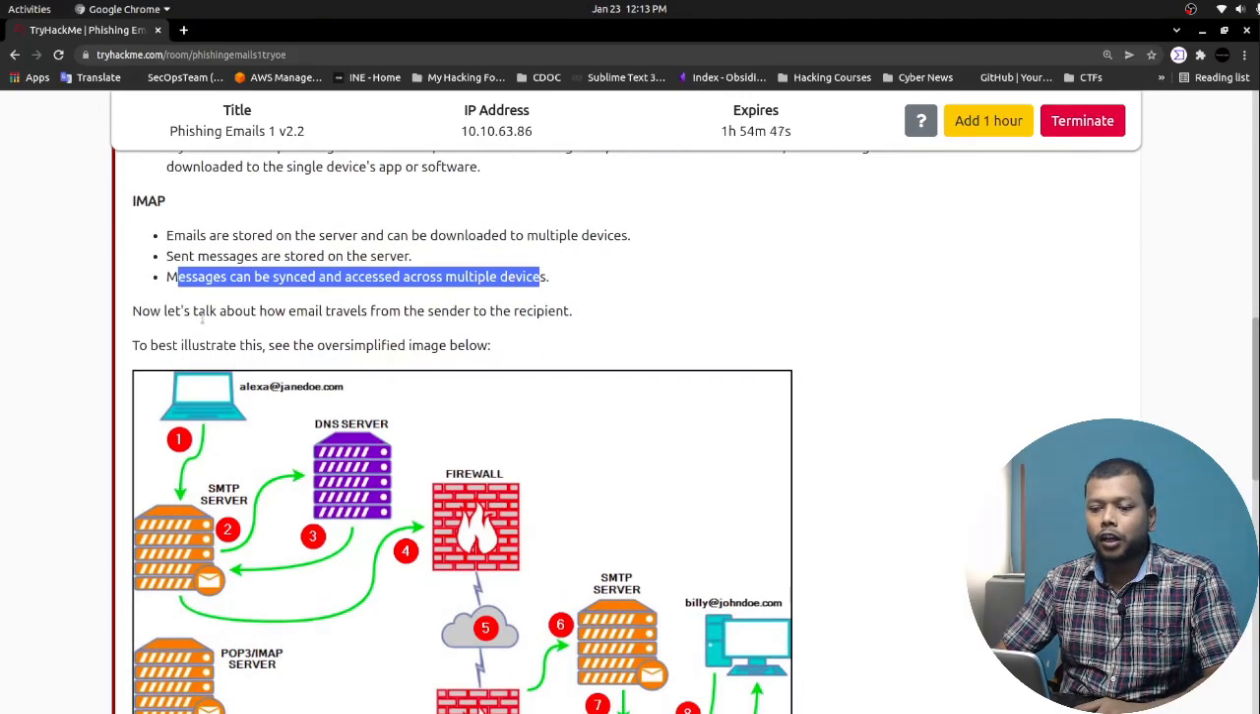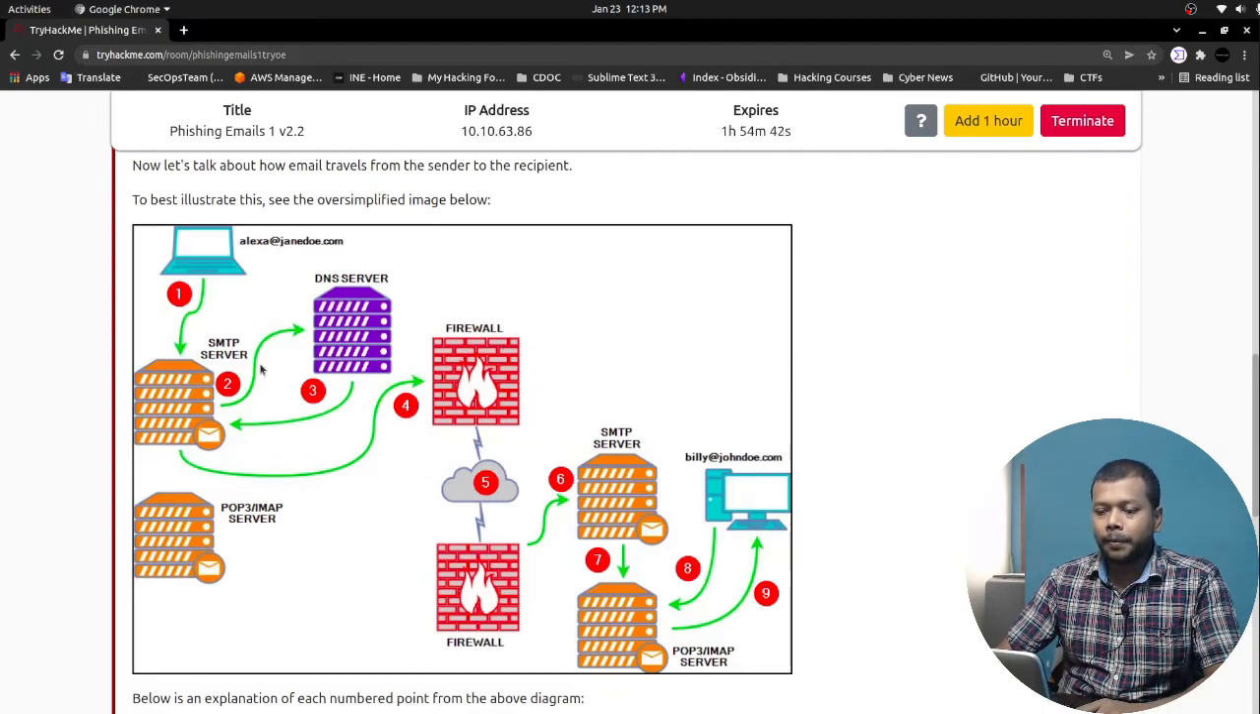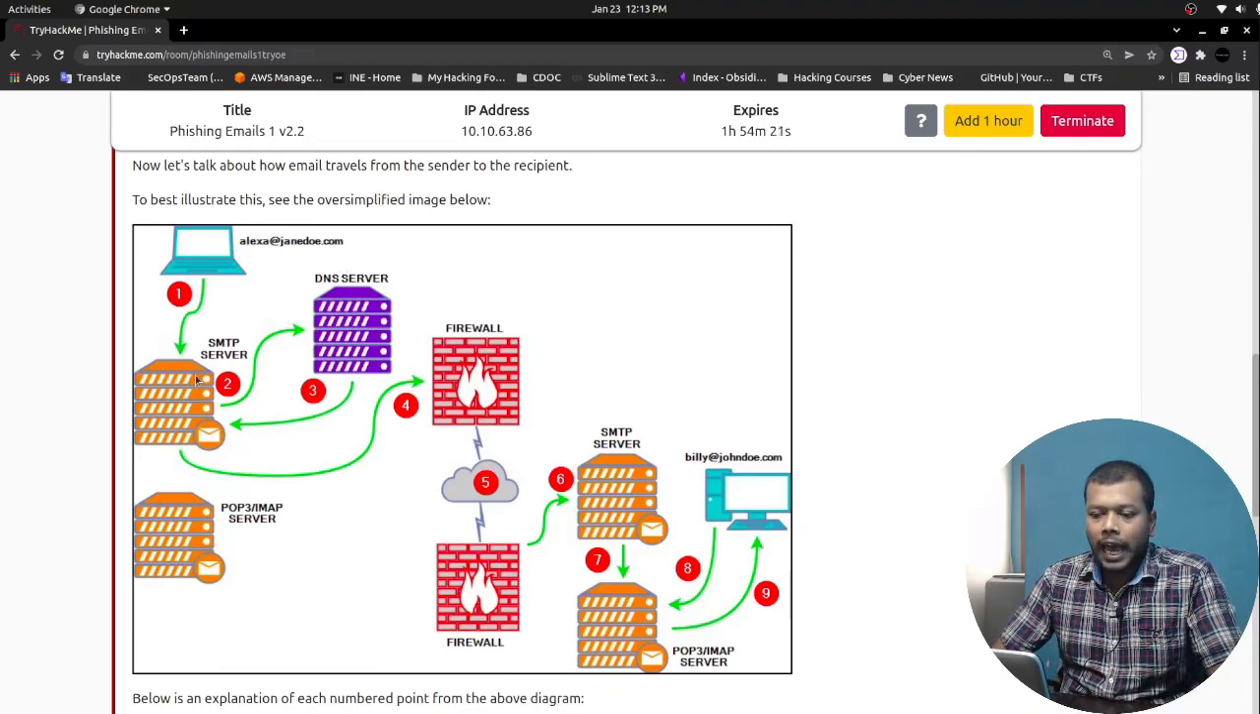Now let's talk about how email travels from sender to the recipient. So here is the life cycle of an email, how an email travels through a network. This diagram might be so helpful for you to understand the email flow. So focus here. You can see they highlighted with number 1, this is the first stage, from alexa@johndoe.com. This is where the email is originating, and it reaches its next SMTP server. The SMTP server is configured in every network, so it reaches that SMTP server.